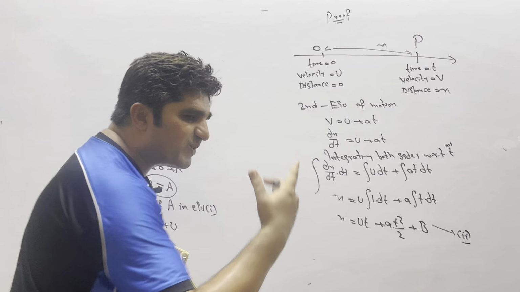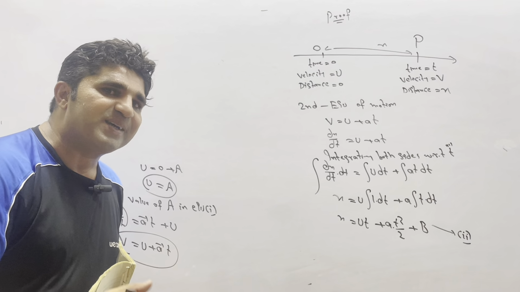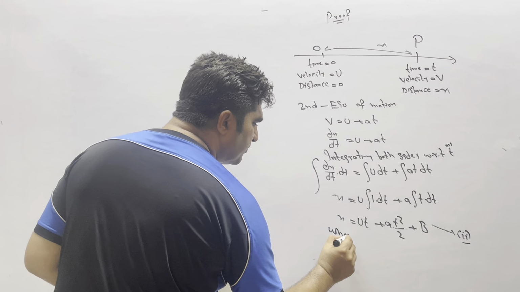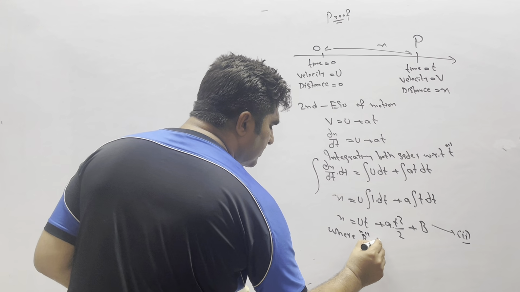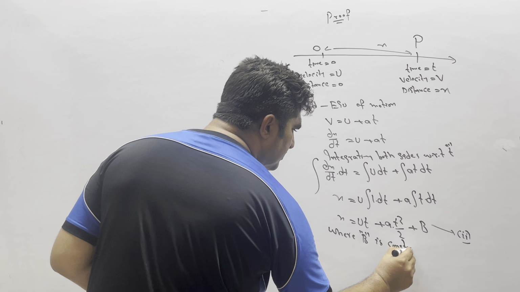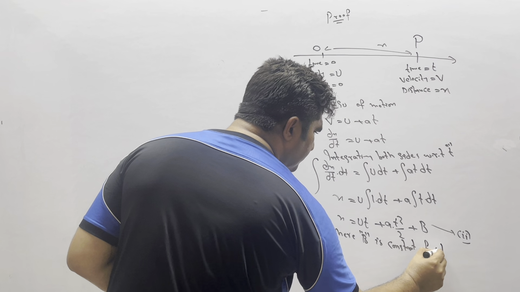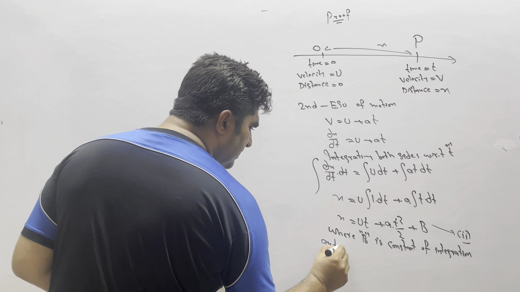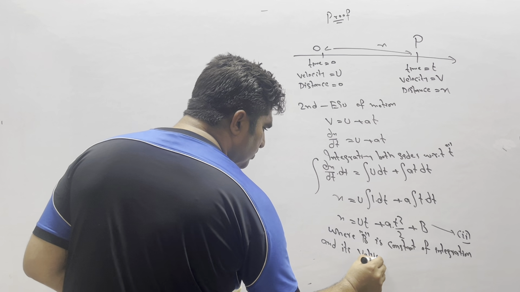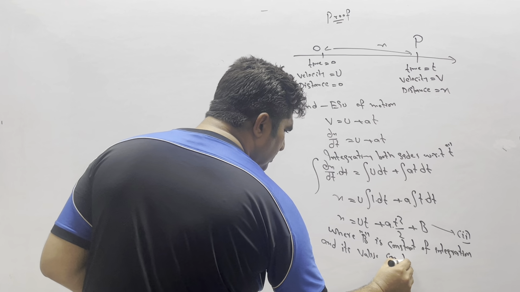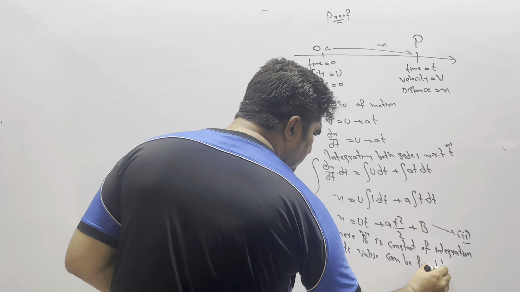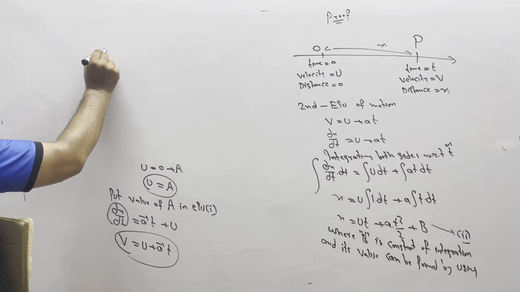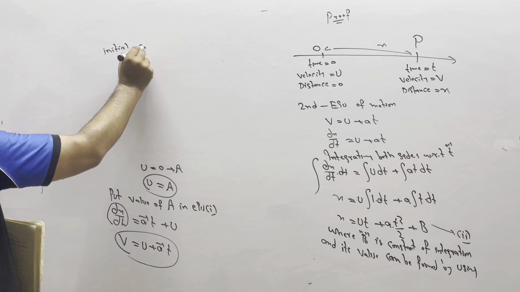Why? Because capital B is a constant of integration, and I can find its value by using initial conditions.